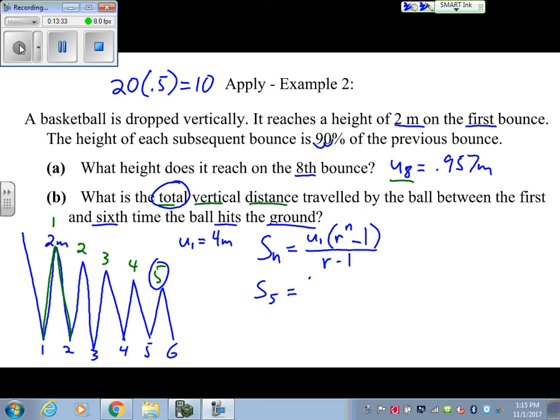We're going to let our first term be 4, which is double what we had because we have to go up and then back down. Our common ratio is still going to be 0.9, representing our 90% of travel of the first bounce. Our n is the same as it was before, which is the 5 right here. So we'll have 0.9 to the 5 power. And then it's all minus 1, and then 0.9 minus 1. And I had just gotten done on the last example saying it's really easy to subtract 1, and here we have a decimal with subtracting.